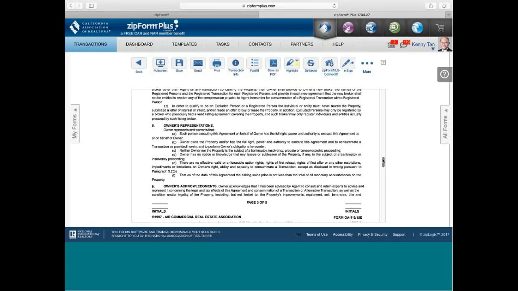Owner's representation: the owner has full power, right, power, authority to sign. 8A is very good because now what happens if you got the wrong person signing this? That person might be liable to you. Okay. And the owner is not in bankruptcy.